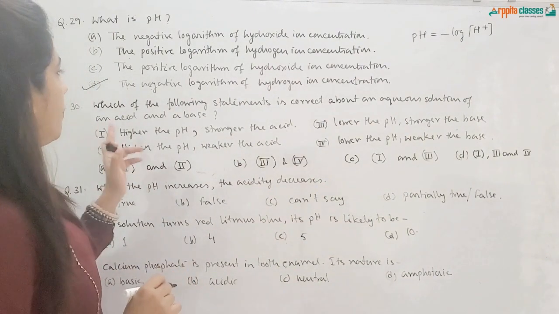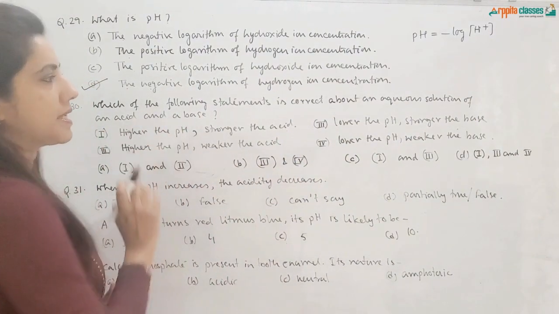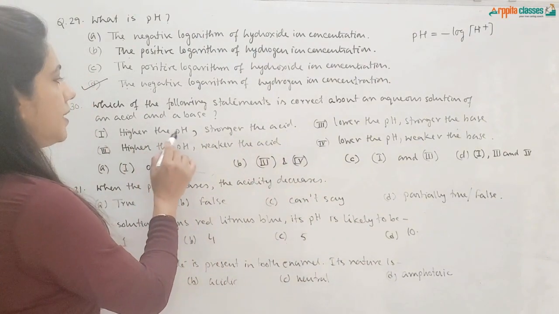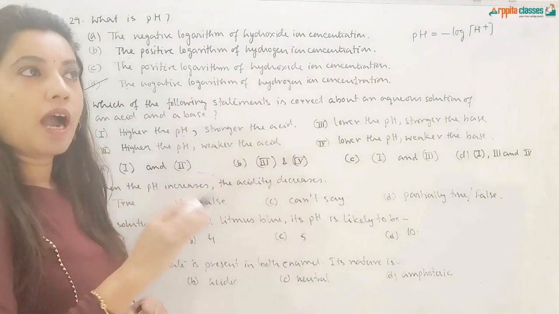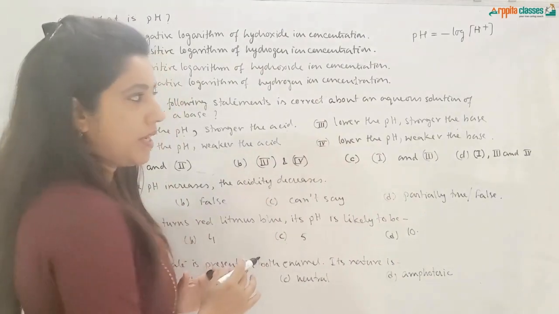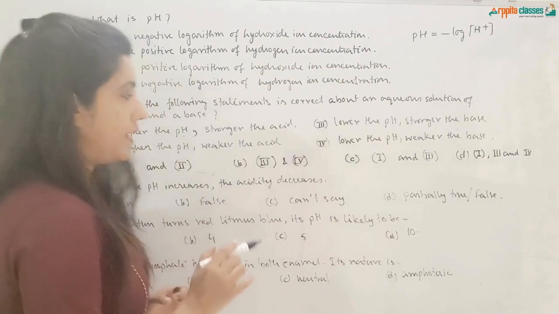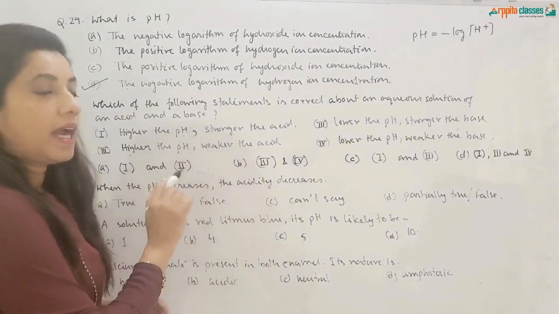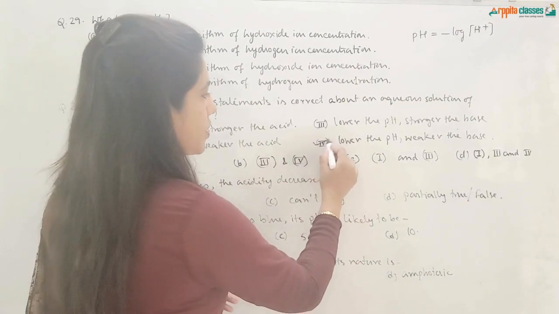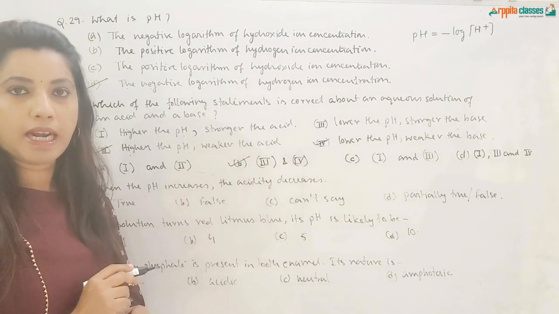Question number 30. Which of the following statements is correct about an aqueous solution of an acid and a base? Higher the pH, stronger the acid. Higher the pH, weaker the acid. So this is not right. Lower the pH, stronger the base. Lower pH, weaker the base. So this is also not right. Higher the pH, weaker the acid. This is correct. Lower the pH, weaker the base. This is correct. So 3 and 4 are the right option. So option B is the correct answer.